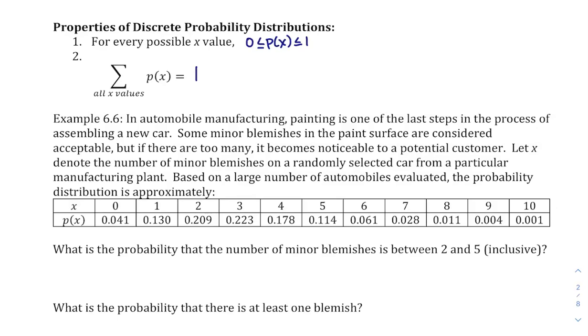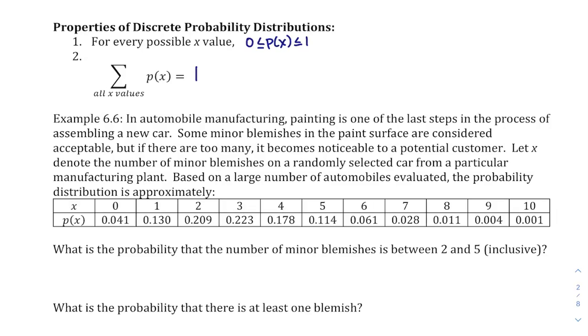If we take a look at example 6.6, we're looking at automobile manufacturing, and the number of minor blemishes on the paint surface. If there's too many, then it's a problem for the customers. So we're going to look at the number of minor blemishes on a randomly selected car from a particular manufacturing plant. If we had collected this from a large number of automobiles evaluated, these would all represent that long-term proportion, and in this case, it's the number of minor blemishes.